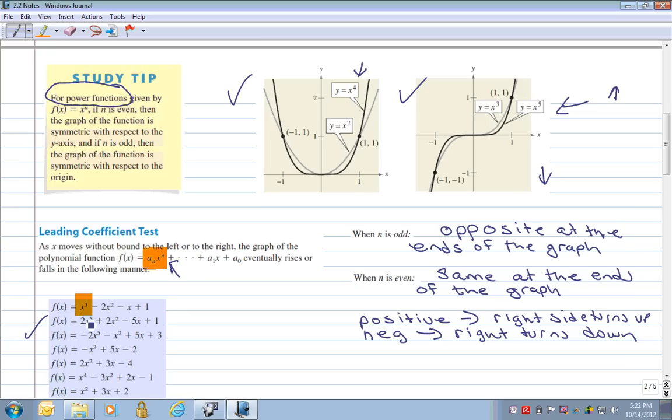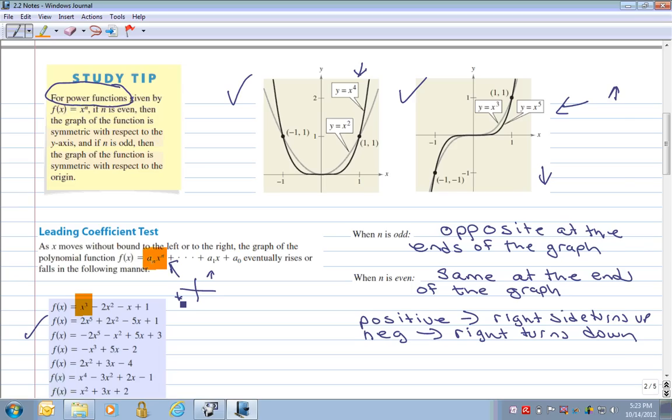All right, so we have x cubed. It's cubed, so it's going to have opposite behavior. If I were just to sketch a little graph, let's talk about what would happen. It has opposite behavior. On the right side of the graph, it would go up because it's positive. And since it has opposite behavior, on the left side, it would turn downward.